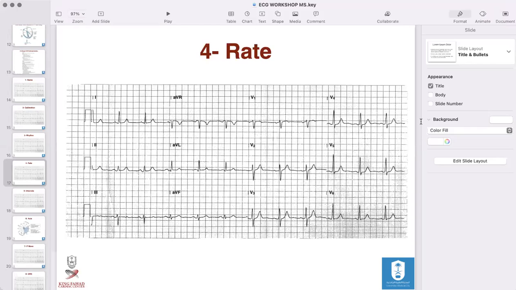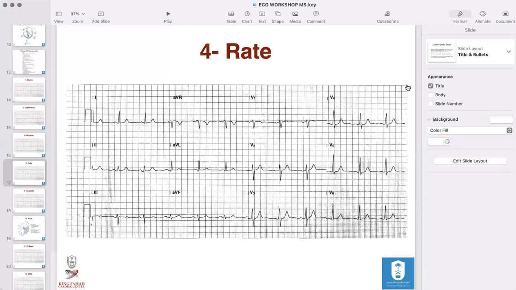I think the best way to do it, it's not fast, but it's the most accurate, is to calculate the number of small squares. You try to calculate each small square. Each large one has 5, so we have 4 here, 20, and then you have 2, 22. Then you divide 1500 over 22, and you have your heart rate.